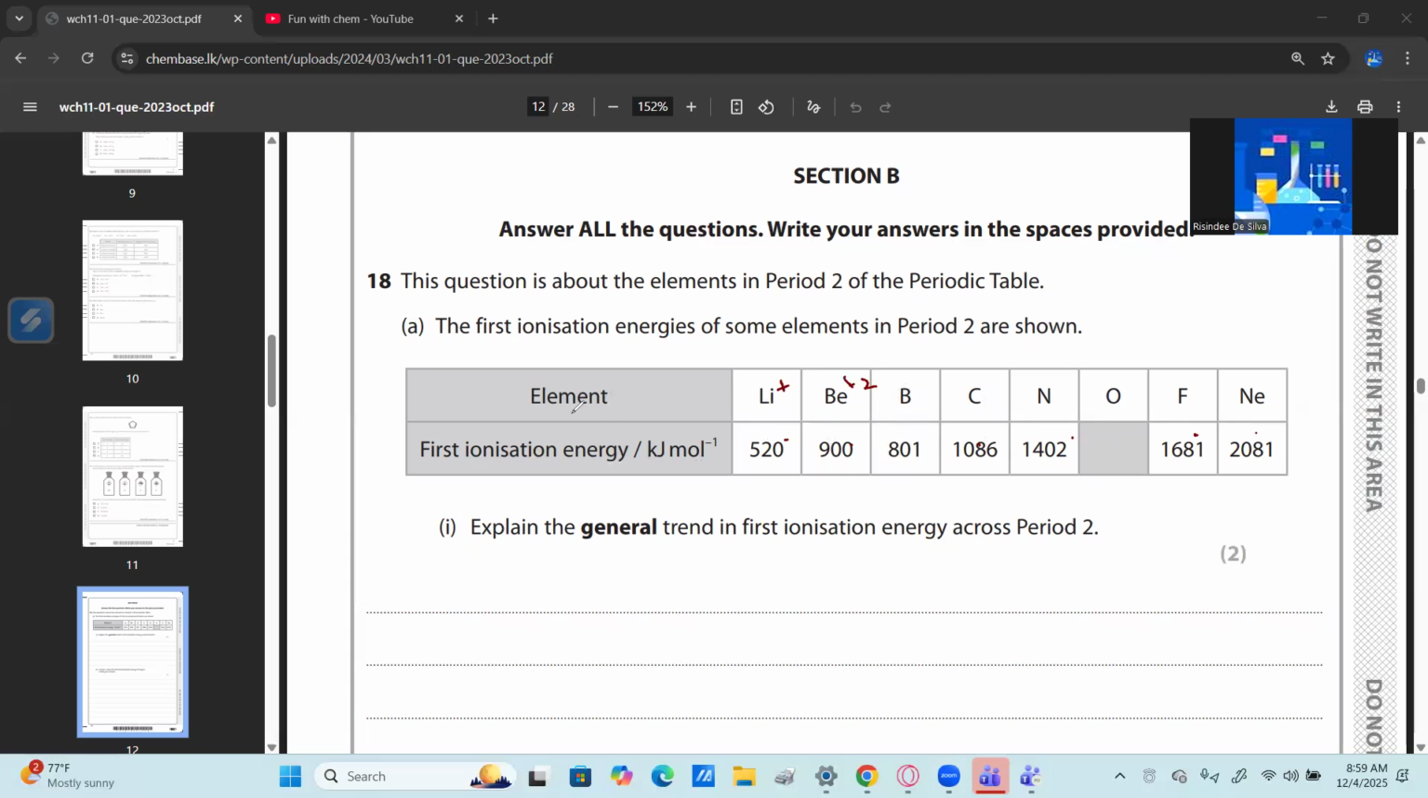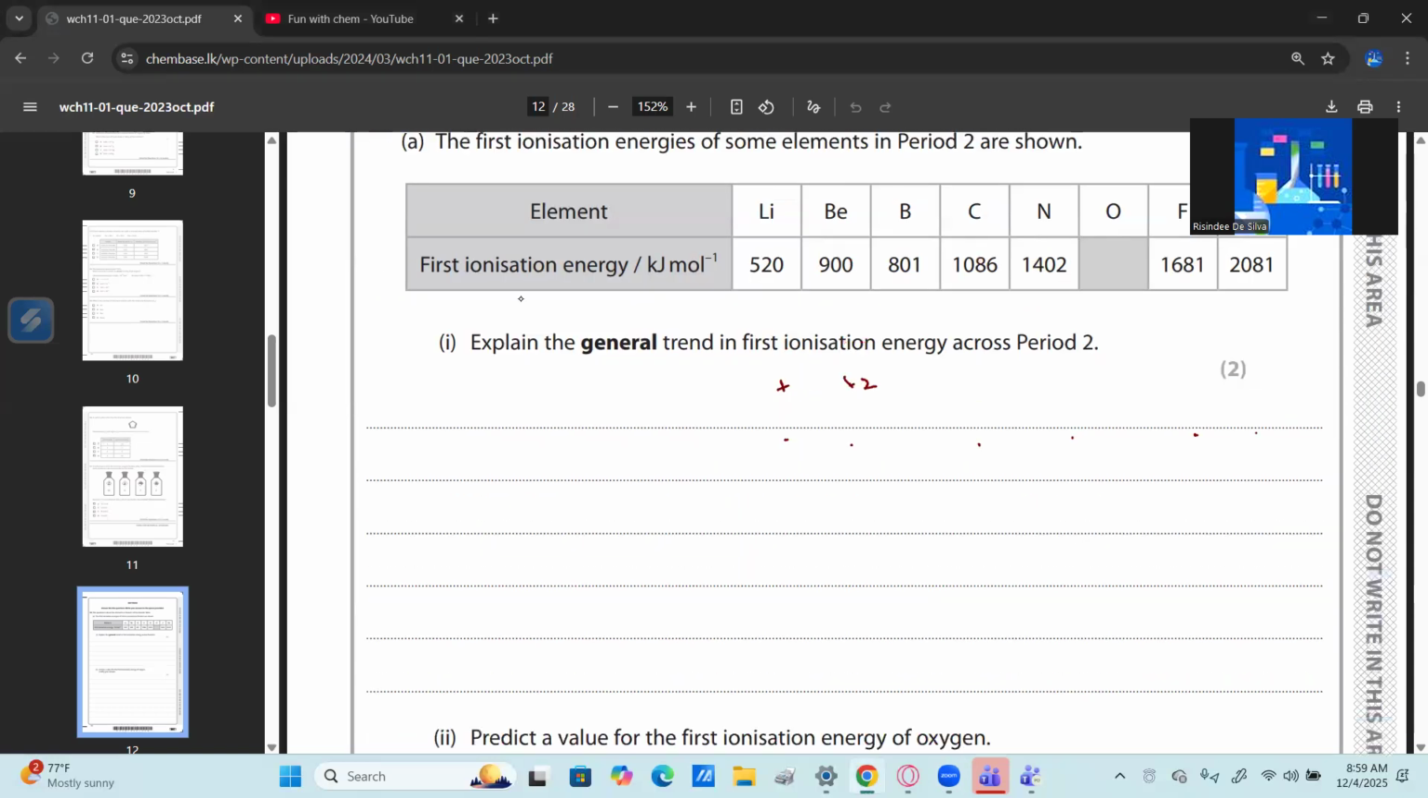And also, you have to mention, children, when they are in the same period, they will have the same number of outer electrons or same energy level, right? So the second mark is given, but the electron removed comes from the same quantum shell. So when they come from the same quantum shell and when the number of protons increases, outer electrons get more attracted to the ones with the higher number of protons.